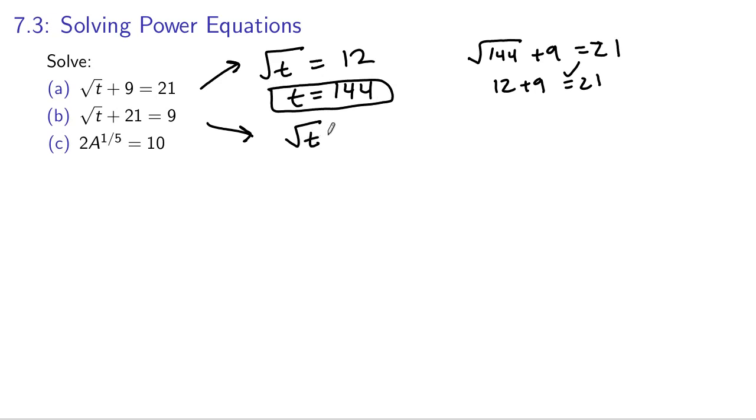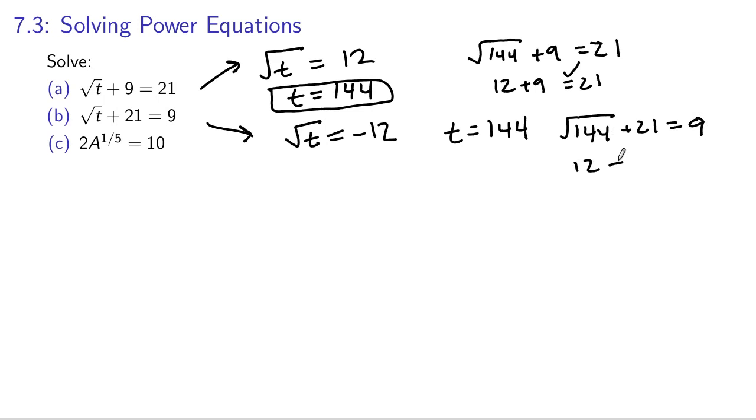B. Square root of t plus 21 is 9. Subtracting 21 from both sides, we get minus 12. Now if we square both sides, we'll have t is 144. Same answer as before. But let's check. If we plug in 144 to this equation, does that plus 21 equal 9? Square root of 144 is 12. 12 plus 21 does not equal 9. Something's wrong. This is not a solution. It's extraneous.